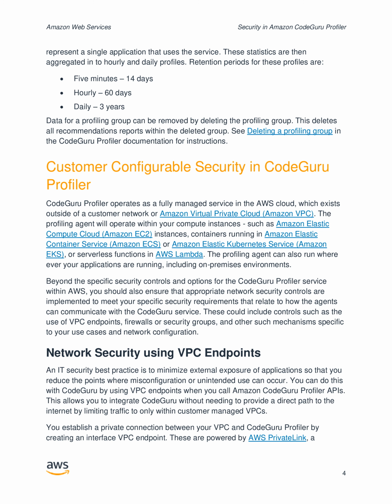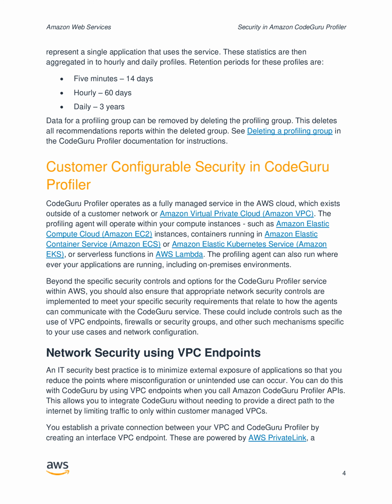CodeGuru Profiler operates as a fully managed service in the AWS cloud, which exists outside of a customer network or Amazon Virtual Private Cloud, Amazon VPC. The profiling agent will operate within your compute instances, such as Amazon Elastic Compute Cloud, Amazon EC2, instances, containers running in Amazon Elastic Container Service, Amazon ECS, or Amazon Elastic Kubernetes Service, Amazon EKS, or serverless functions in AWS Lambda. The profiling agent can also run wherever your applications are running, including on-premises environments.